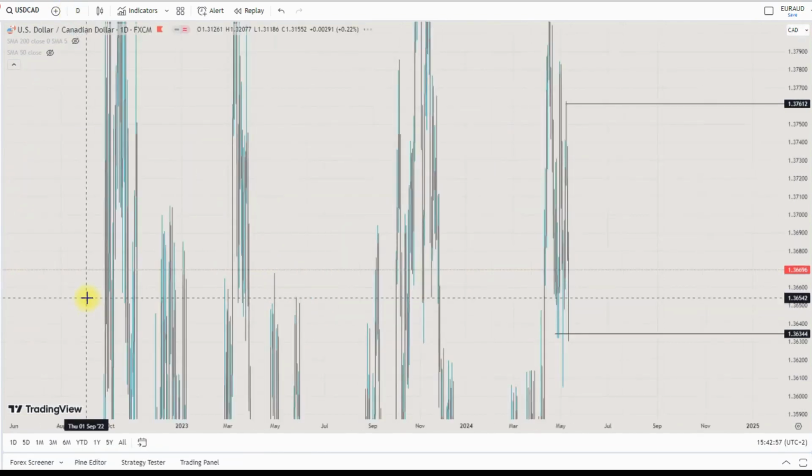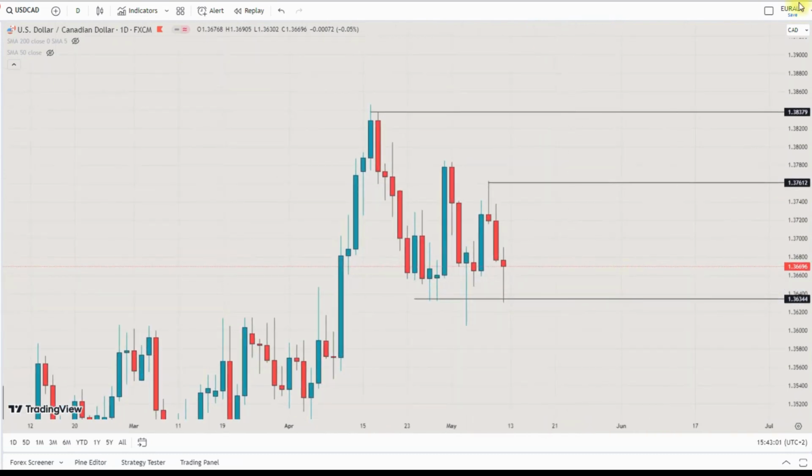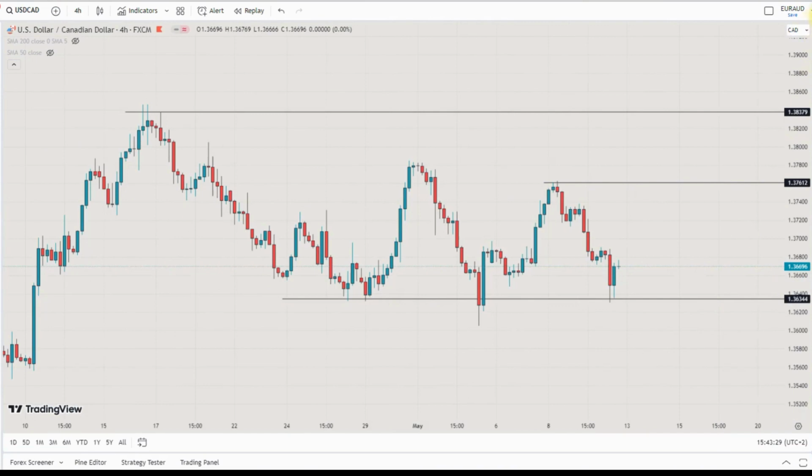And another one, the next one on my list is US dollar Canadian dollar. And if you see US dollar Canadian dollar in the daily time frame, you see a lot of rejection around this area. As you can see, there's a rejection here, there's a rejection here, there's also a rejection here, which means that we might see price going back to 1.3612, and if this level breaks, you should see price going back to 1.38379.